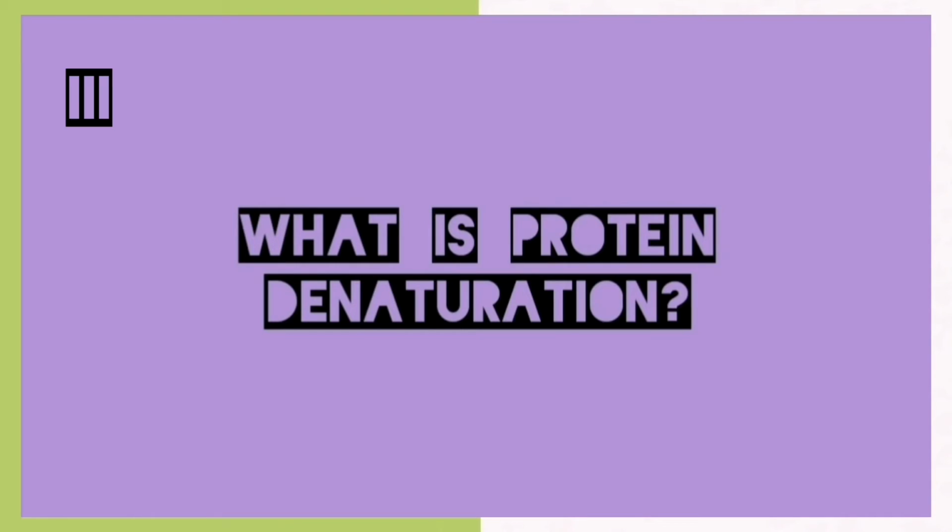What is protein denaturation? Let us find out. Protein denaturation is the disruption of the secondary, tertiary, and quaternary structures of a protein molecule. It involves the breaking of many of the weak linkages or bonds within a protein molecule that are responsible for the highly ordered structure of the protein in its natural state.